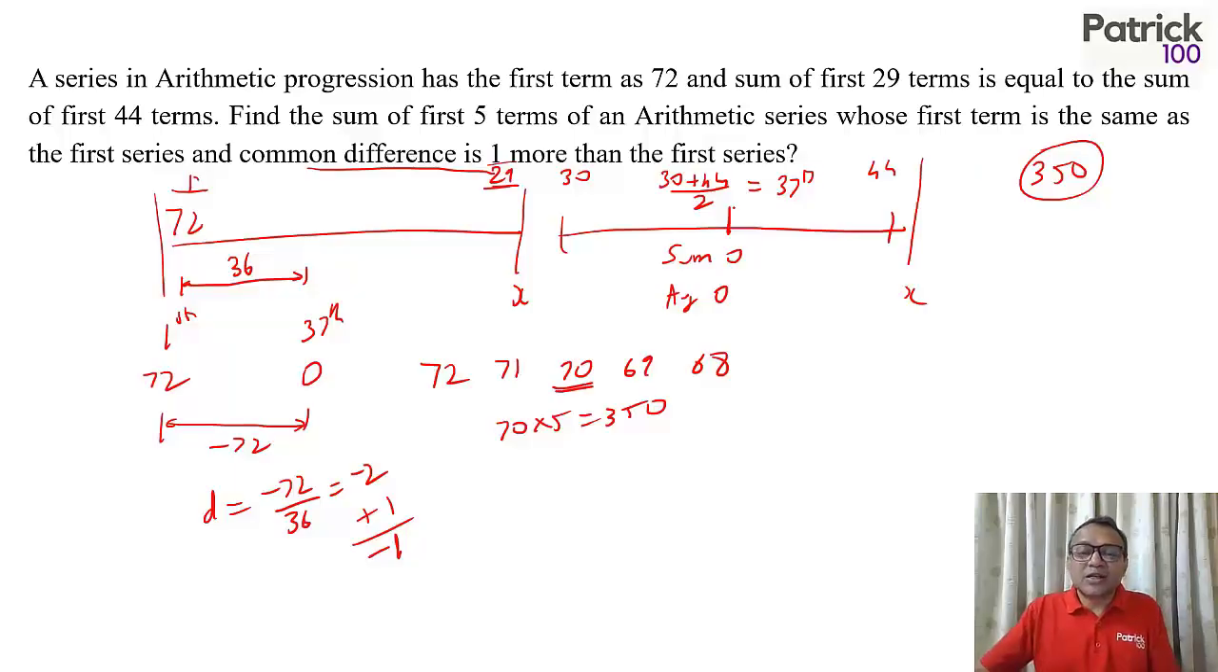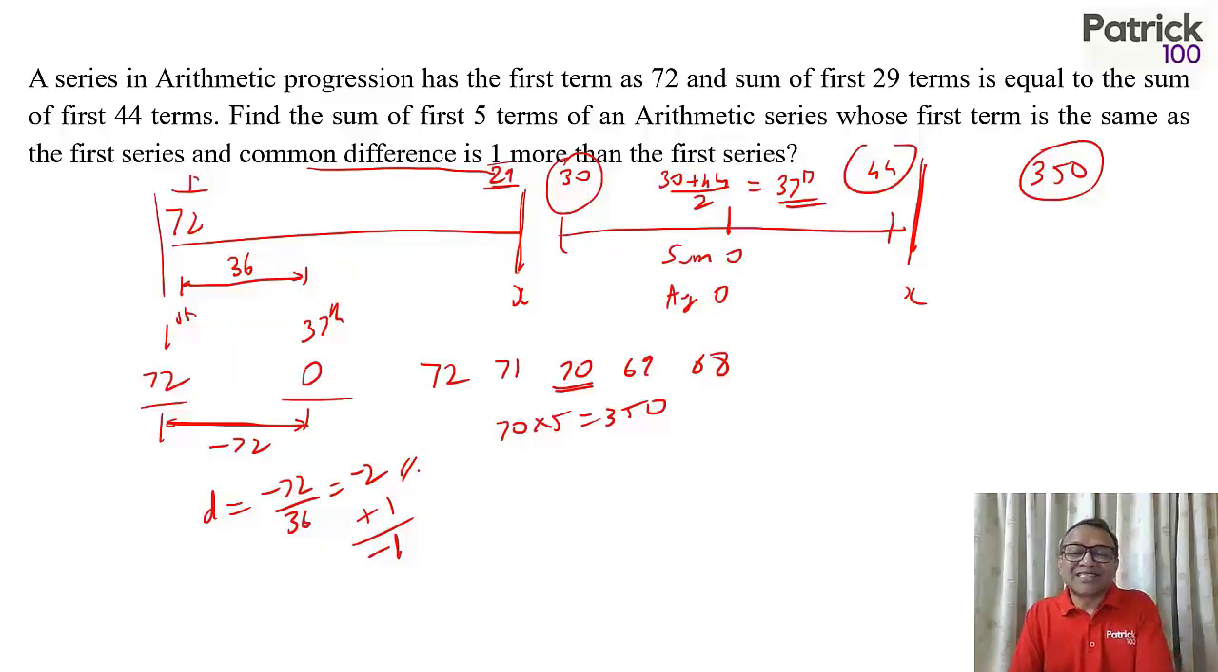In this case, it is the remaining term. When the sum of the first 29 is equal to the sum of the first 44, the sum of 30 to 44 is 0. So the average is 0, the middle term is 0. You always start with the middle term, the average. So the middle term is the 37th term. The first term we know is 72, the 37th term is 0. So in 36 terms the change is minus 72. So you get D as minus 2. And then you proceed accordingly as per the given sum. You will get the sum as 350.